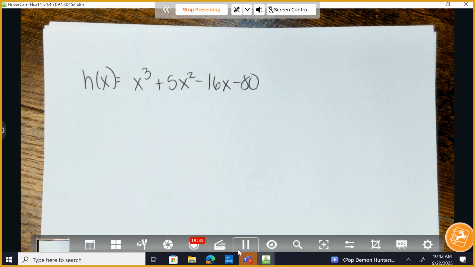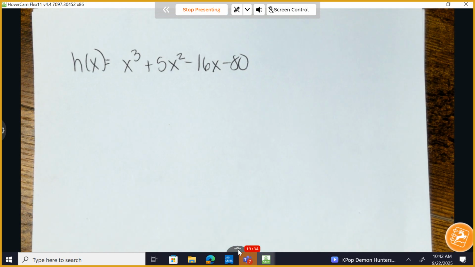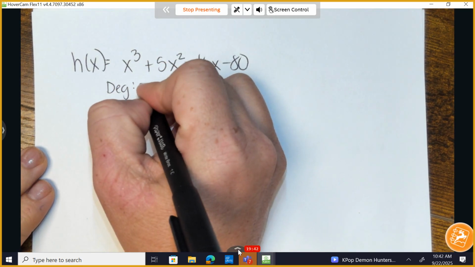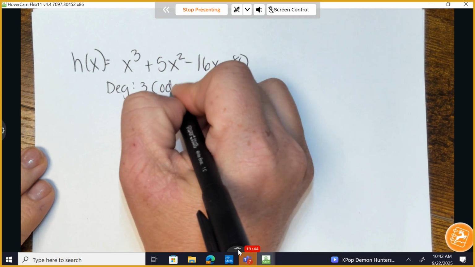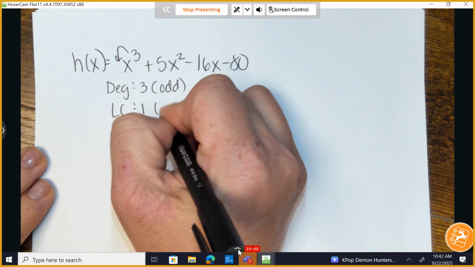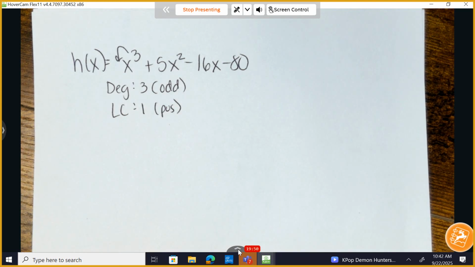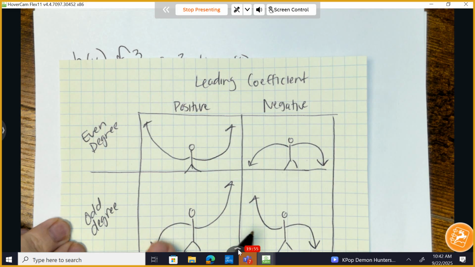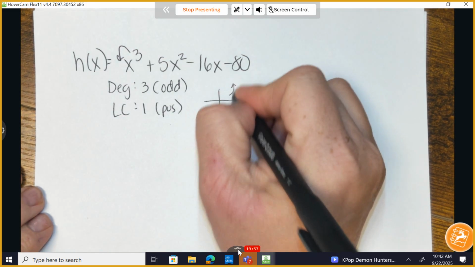I'm going to take it one step further. The only difference between the last 3 to 4 examples and this example is it's not currently in factored form. So I'm going to start out the exact same way. I'm asking myself, what is the degree? It is degree 3. That is an odd number. And the leading coefficient directly in front is a hidden 1. That is positive. So I'm finding odd positive, up on the right, down on the left.